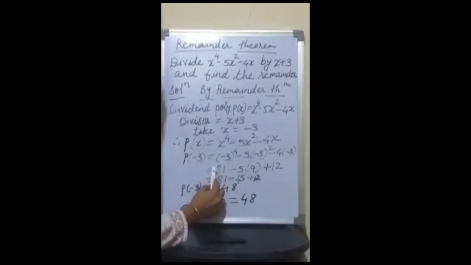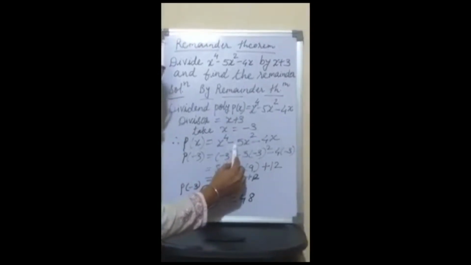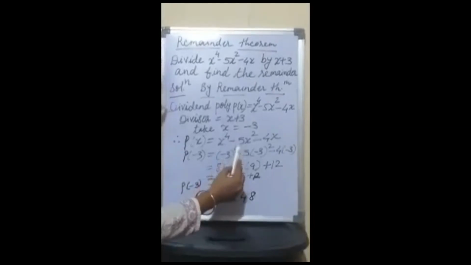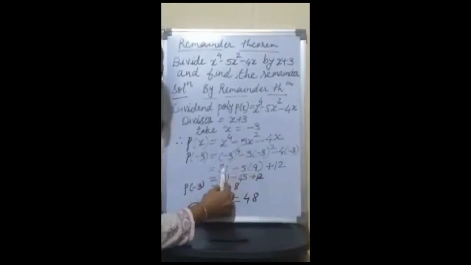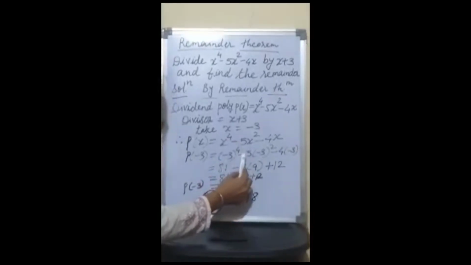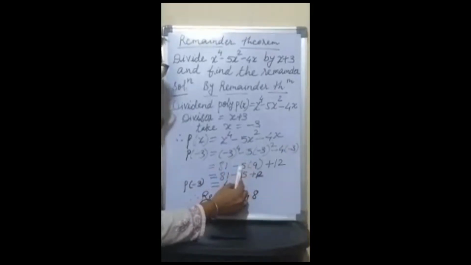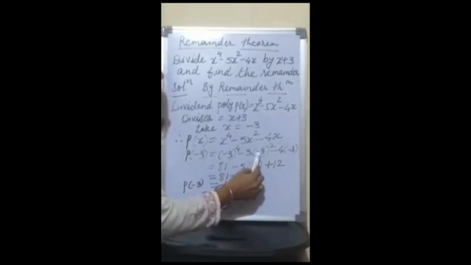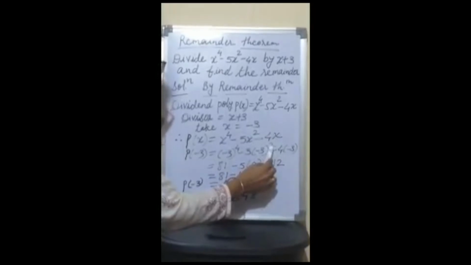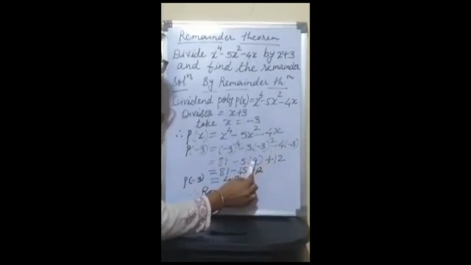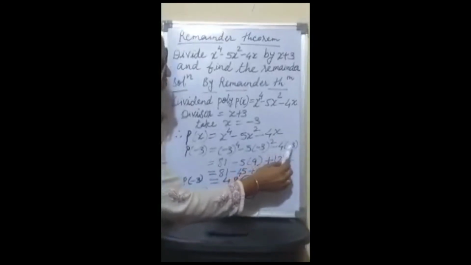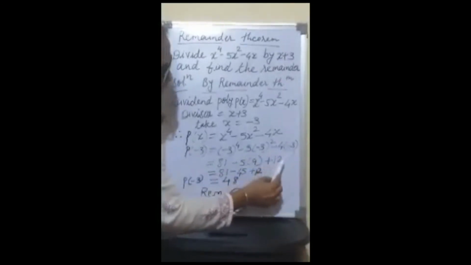Whenever a minus sign is there and the power is even, the answer is always positive. So positive will be there, and 3 raised to the power 4 means 3 you will multiply how many times? 4 times. It will give you 81. Then minus 5 will remain as it is, minus again here minus, and the power is even, so your answer will be positive, and 3 square will give you 9. Here minus into minus plus 4 into 3, 12.